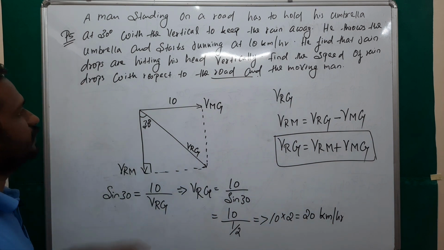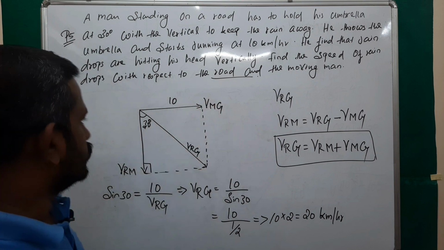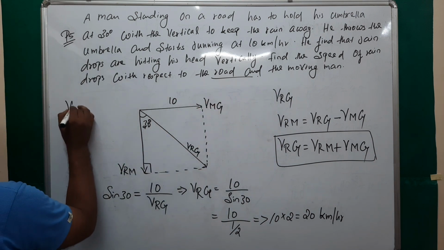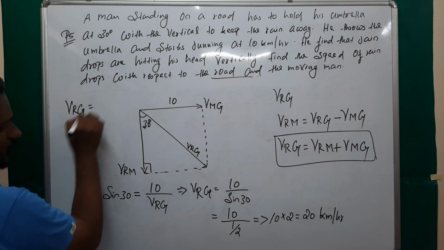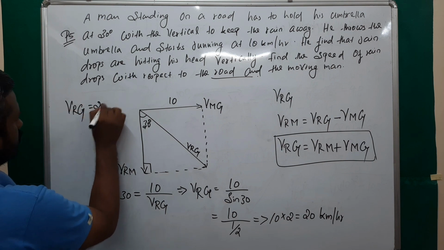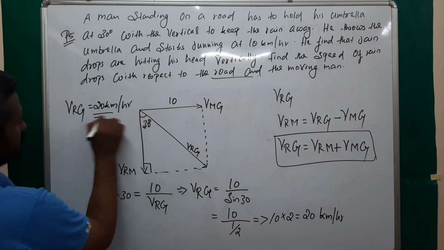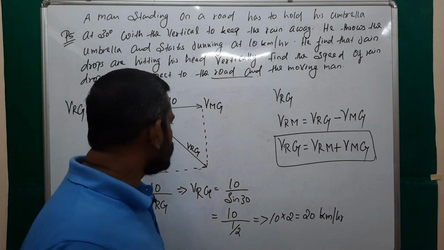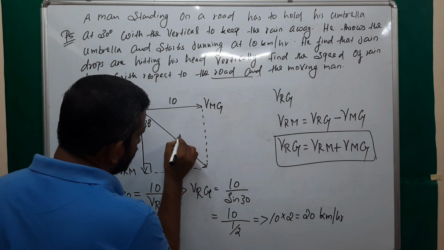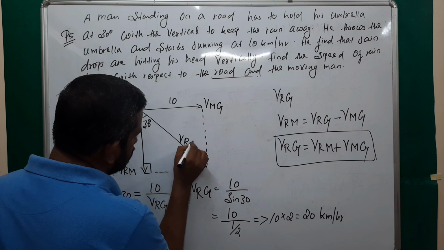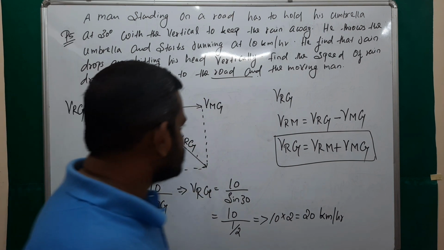So that is the answer for the first question: Vrg, the velocity of the rain with respect to the road, the ground, is 20 kilometer per hour. Now we know Vrg, which makes an angle of 30 degrees.